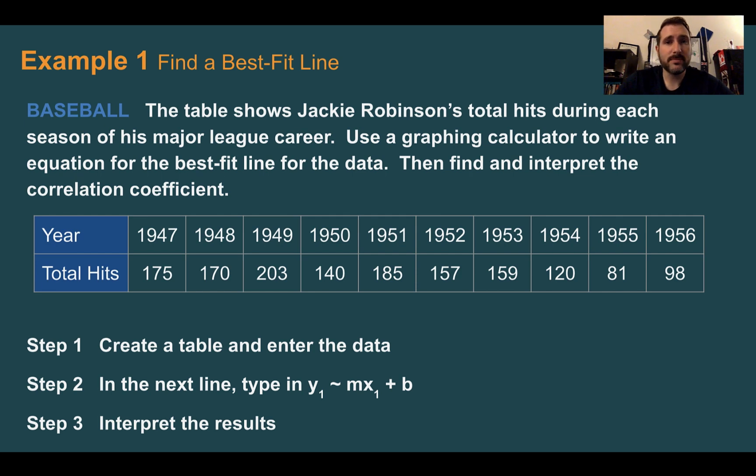We have 3 steps. First, create a table and enter the data. Then, in the next line, we're going to type essentially our slope-intercept format, except we have to make sure we have a little 1 for y1, and a little 1 for x1. And instead of equals, we're going to use a tilde. That tells us it's about equal to, giving us our best fit line, because it's a prediction. Then it's going to pop up some data for us, and we need to interpret what it means.